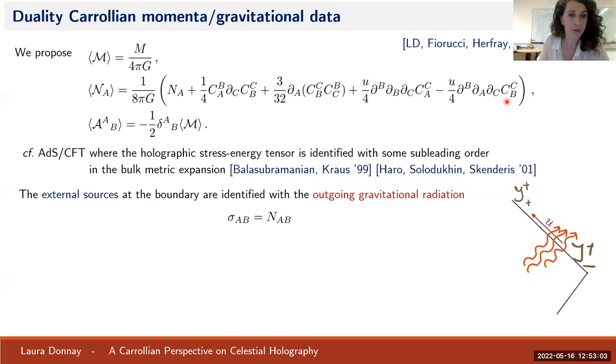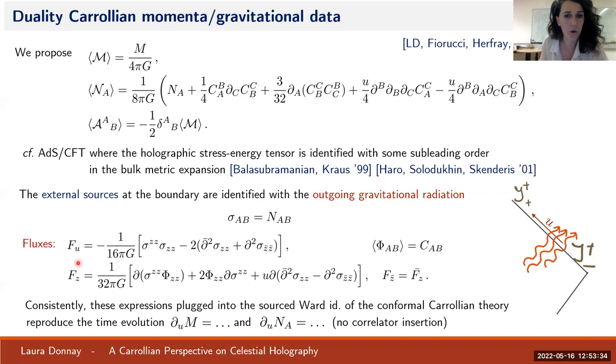And now the role of the sources, the thing that makes all this story complicated and all the charges non-conserved and the quantum field theory have this breaking, will be played by the news tensor. So this is the source of the theory. We identify it with this news tensor, which captures the outgoing gravitational radiation. So there is a precise prescription, if you want, for what these fluxes are, what is the precise form of this flux.